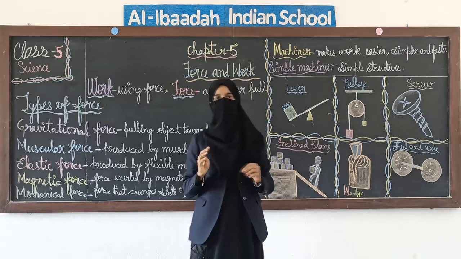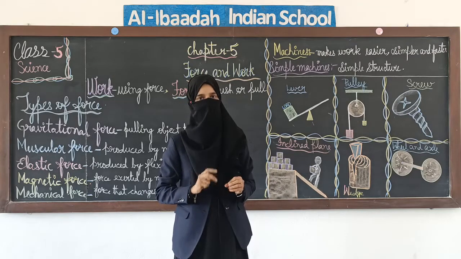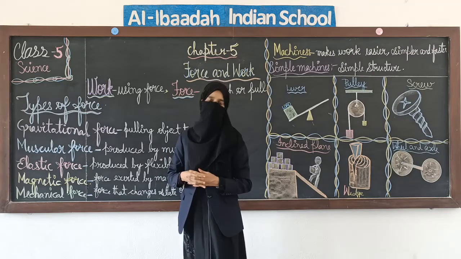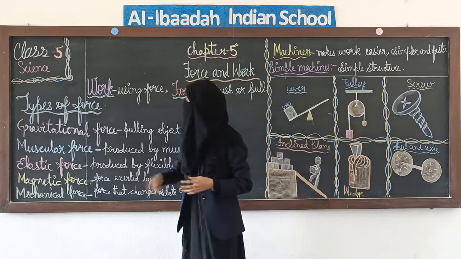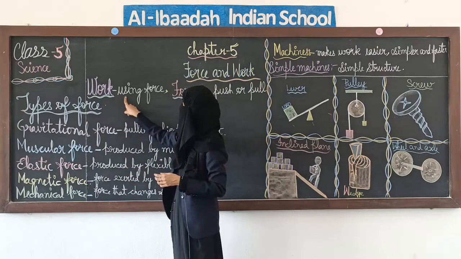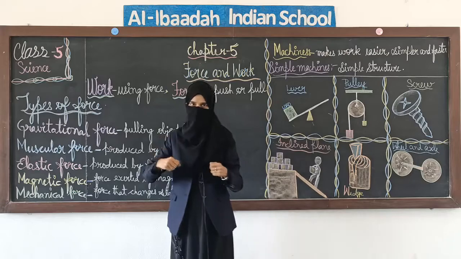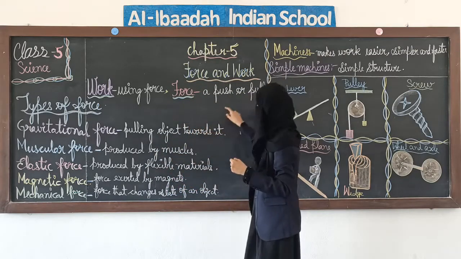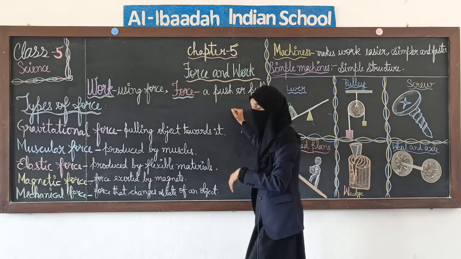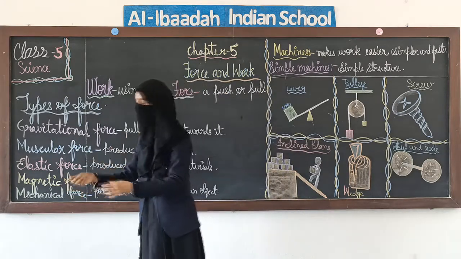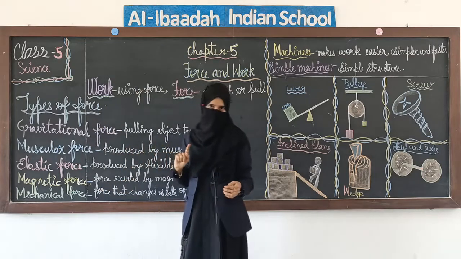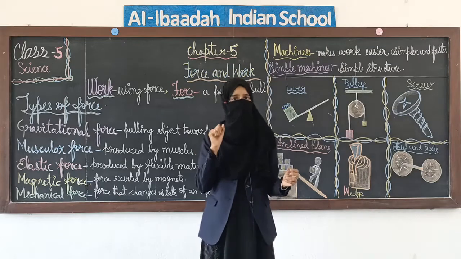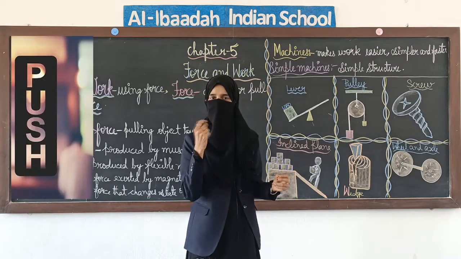In normal use we say work as cleaning, writing, reading and cooking. All these are called work. But in science, work is using of force on an object. What is force? A push or a pull is called force, and using of that force on an object is called work. Clear?